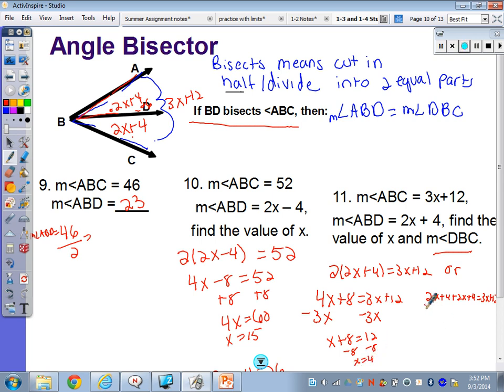If I do this one, I add my like terms. So 2x plus 2x is 4x. 4 plus 4 is 8. So I get 3x plus 12. Now, these are the same because this should equal what 2 times 2x plus 4 is, which it does, and then you solve it the same way, and you would get x to be 4.